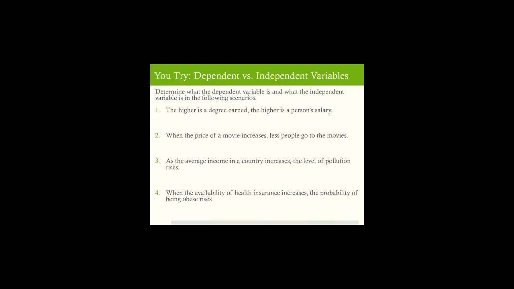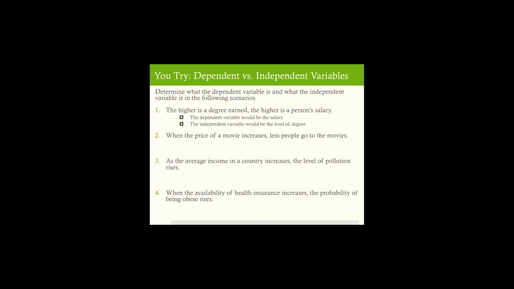Quiz yourself. Determine what the dependent variable is and what the independent variable is in the following scenarios. We'll do the first one together. The higher the degree earned, the higher a person's salary. In this case, the dependent variable would be the salary because it depends on the level of degree. So the independent variable would be the level of degree. Pause the video and try to answer 2, 3, and 4 on your own.